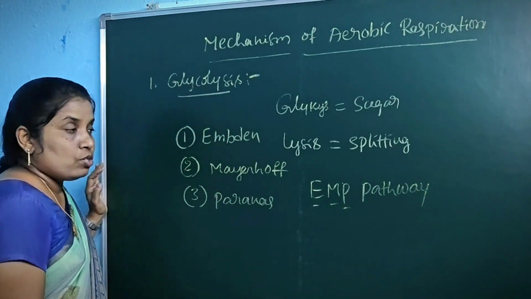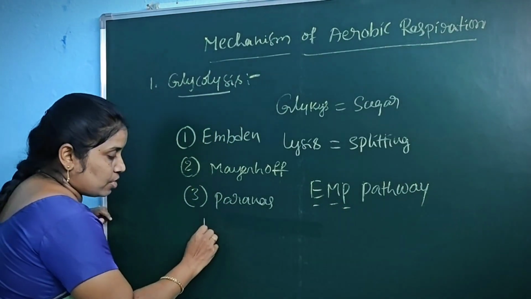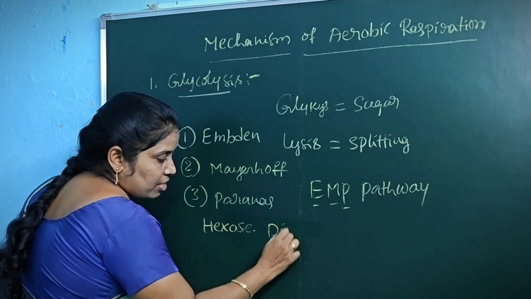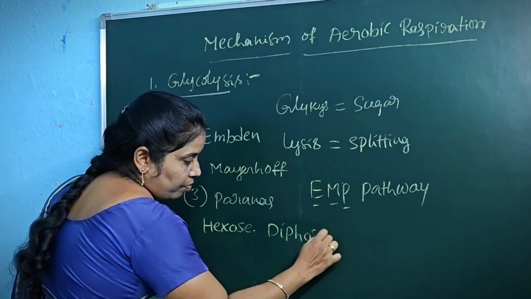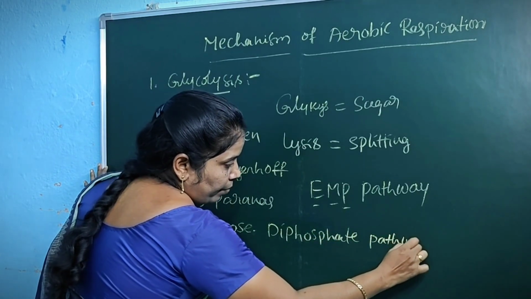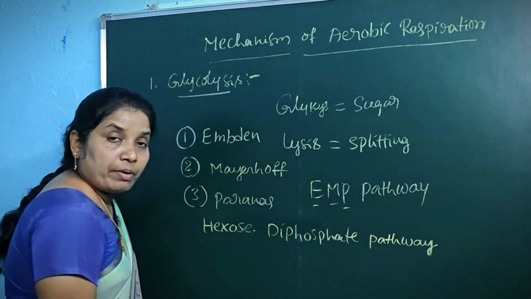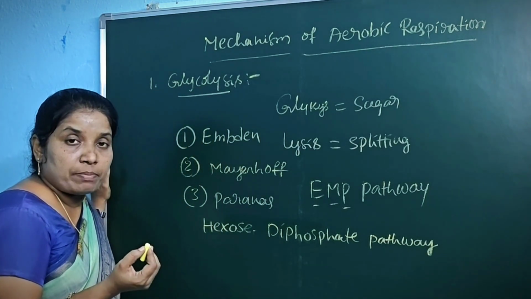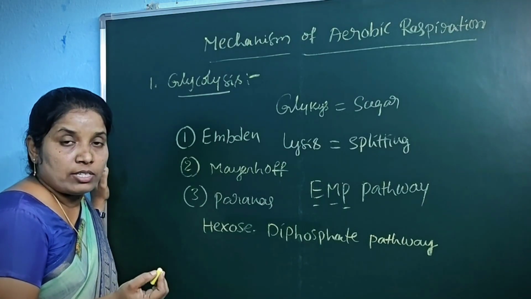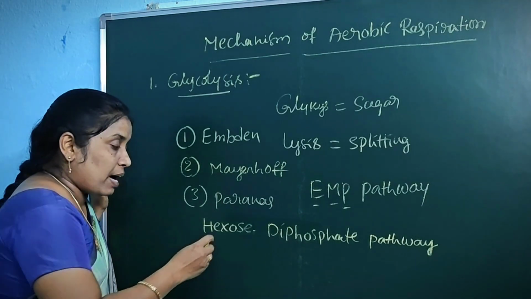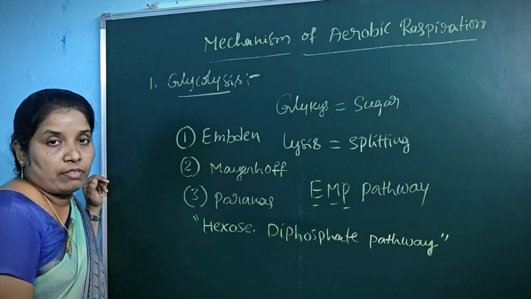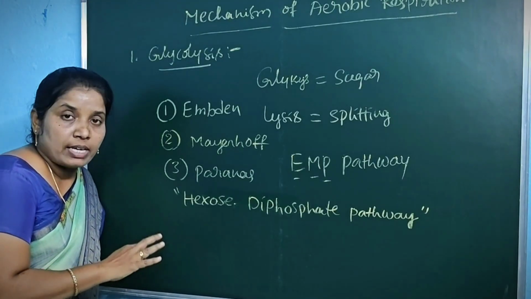It is the Embden-Meyerhoff-Parnas pathway. It is also called the hexose diphosphate pathway, because fructose 1,6-bisphosphate is a key intermediate product of glycolysis. That's why this pathway is also called the hexose diphosphate pathway. It occurs in both aerobes and anaerobes.